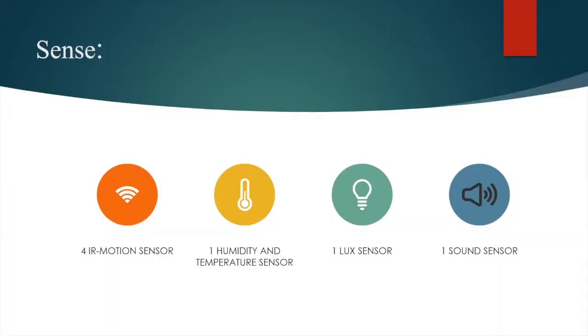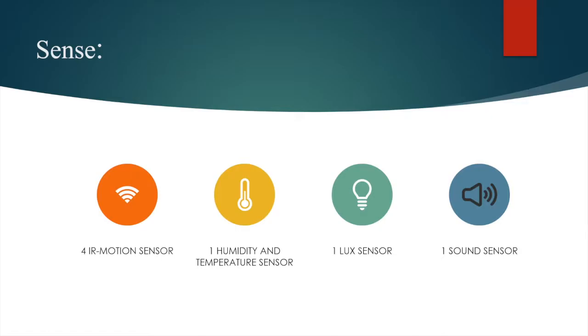Moving on to the sensors. There are 4 PIR motion sensors used and they are placed at different spots in the room to detect any movement. PIR motion sensors are based on the changes in infrared light in the environment. It is the ideal sensor to detect if a human is present.